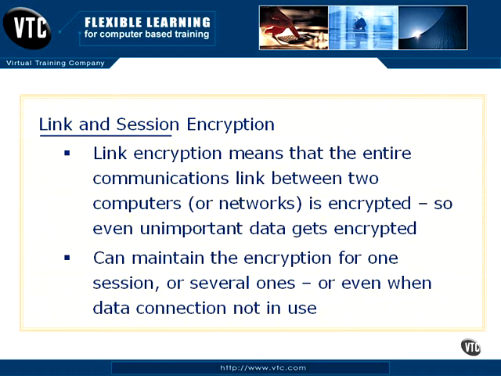Now the other kind of network encryption that we can talk about is link encryption. Now link encryption basically means that the entire communications link or path between two computers, or usually two entire networks, is encrypted. The entire path is encrypted. So anything that gets transmitted and received between those two computers is encrypted, whether it's important or unimportant or private or confidential or public or what. It's just the entire cable, if you will, is encrypted, and anything sent back and forth is encrypted.